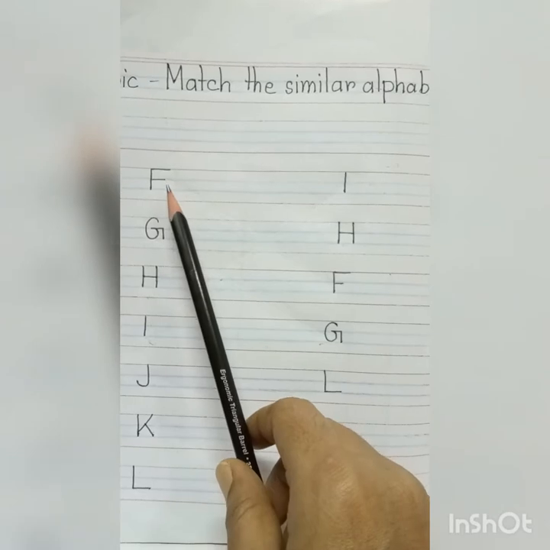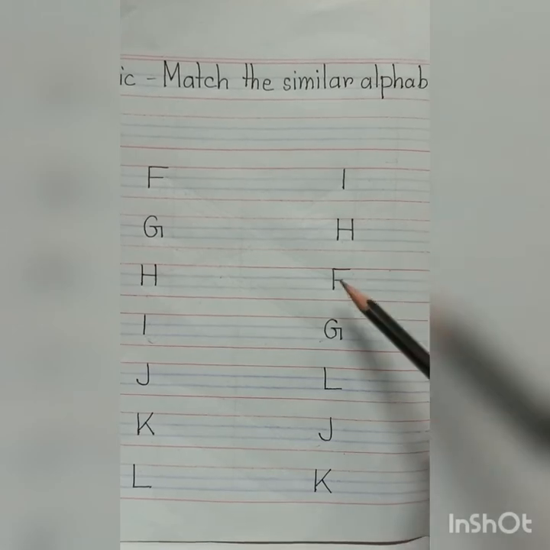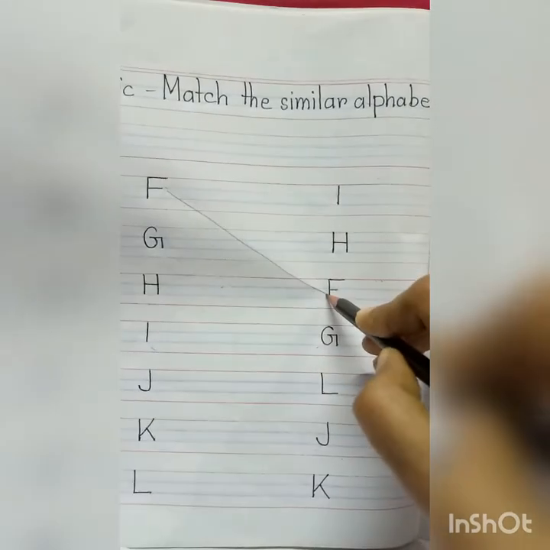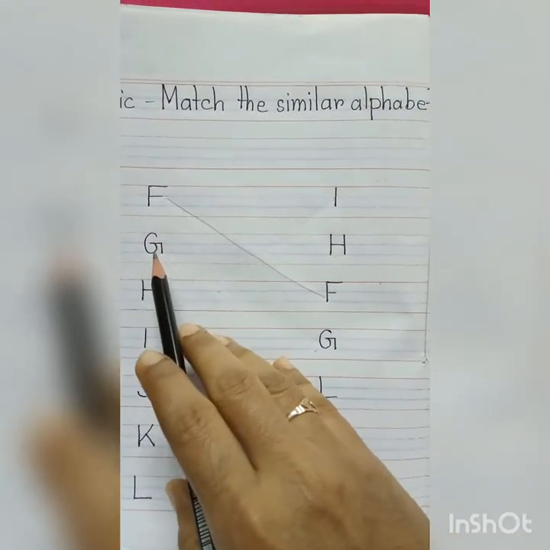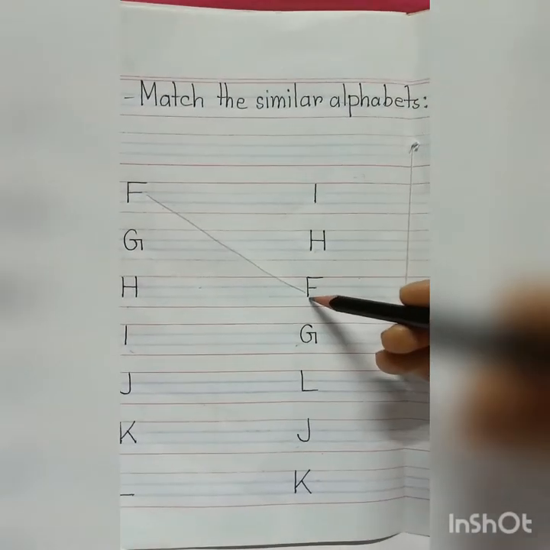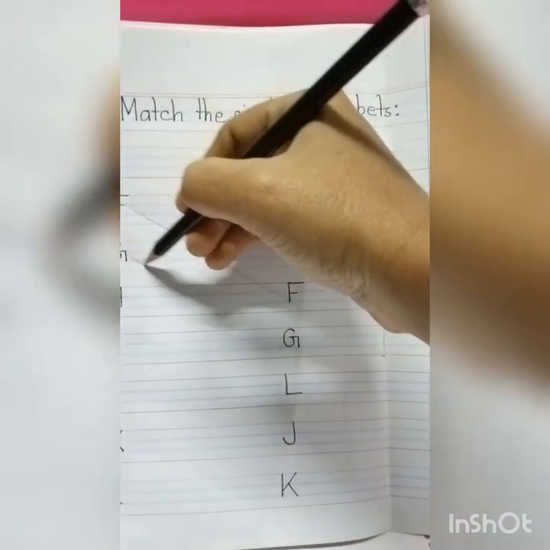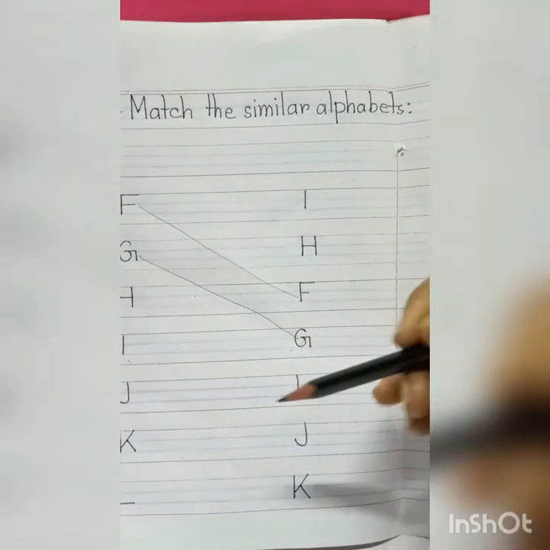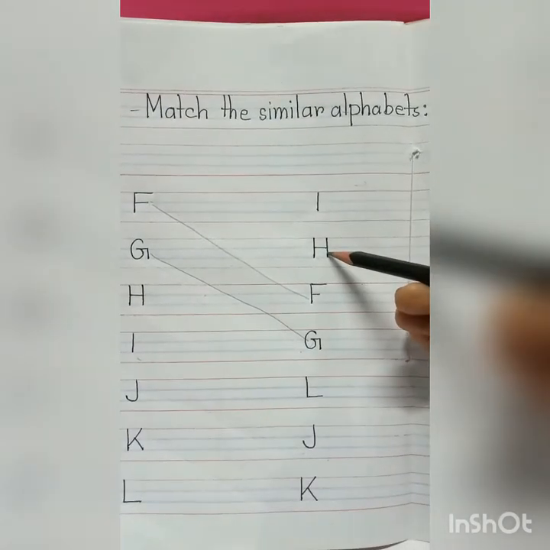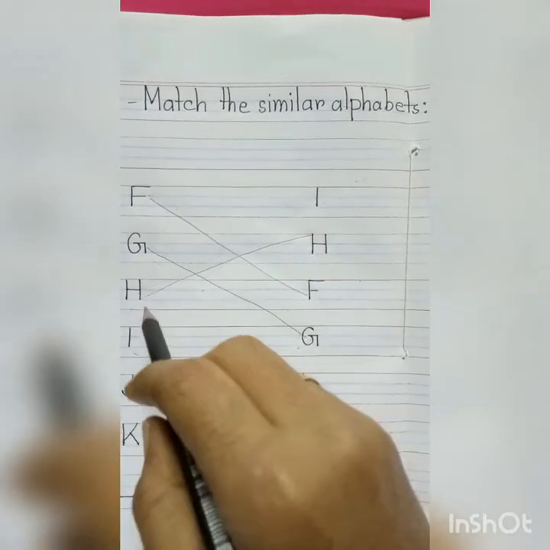What is this? F. This is F. Is this F? No. Is this F? Yes. Okay. I will match it. What is this? G. This is G. Is this G? No. Is this G? No. Is this G? Yes. Okay. I will match it. What is this? H. Is this H? No. Is this H? Yes. I will match it.